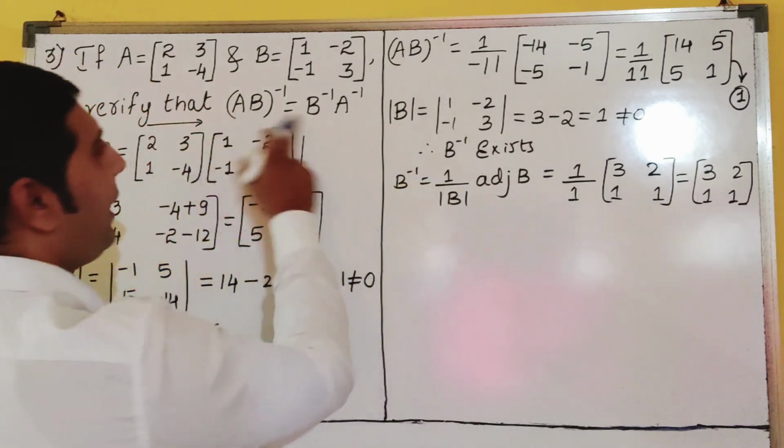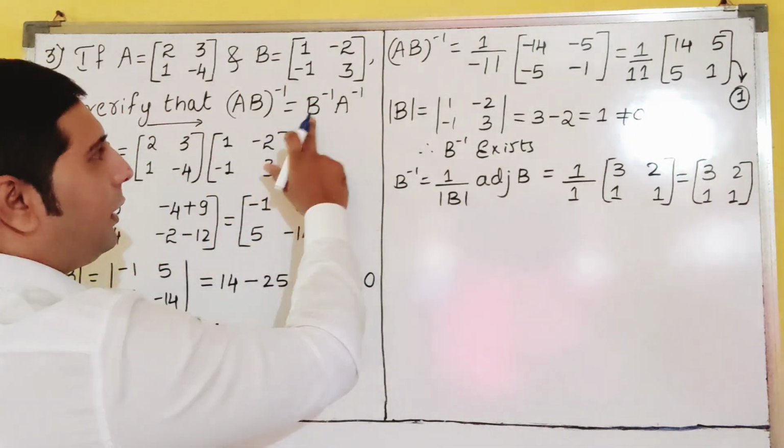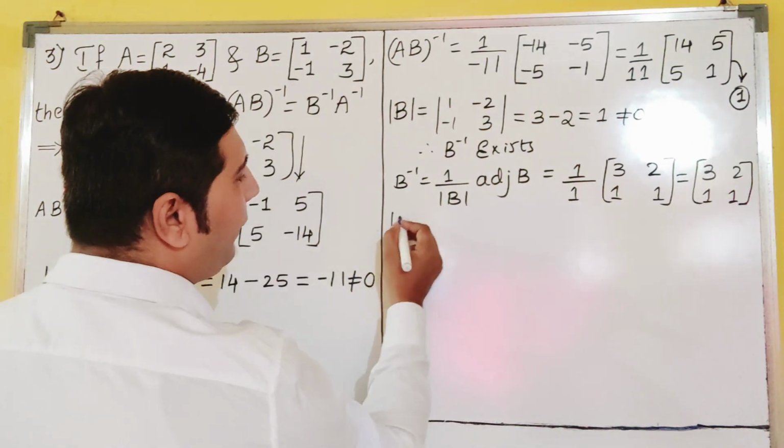So now see. Next I have to find what? A inverse. So how to find A inverse? First you find determinant A. Again the same.